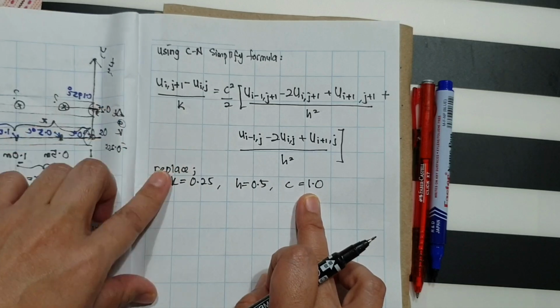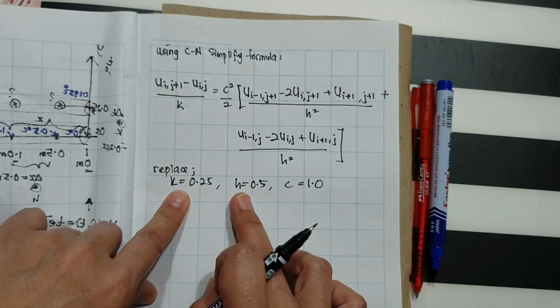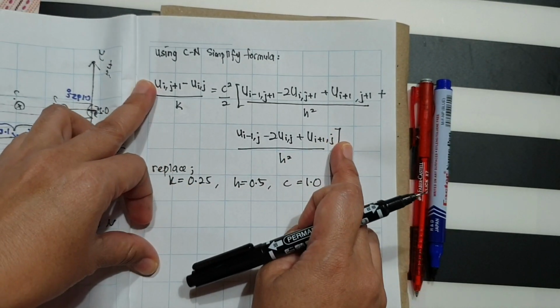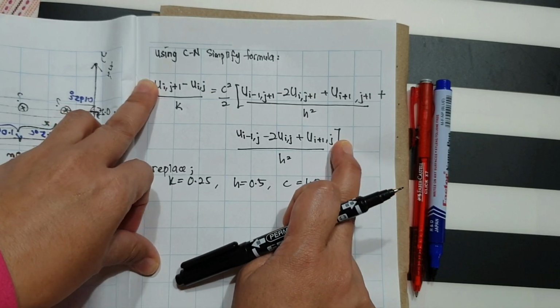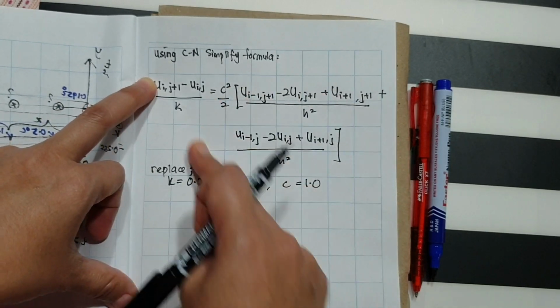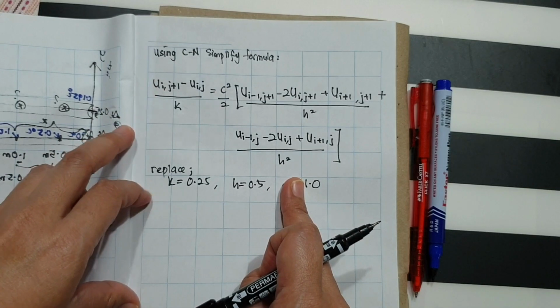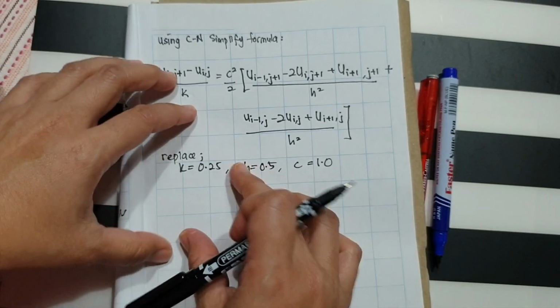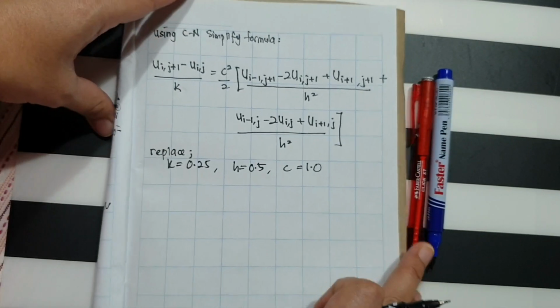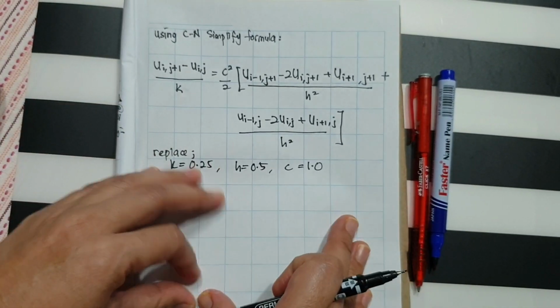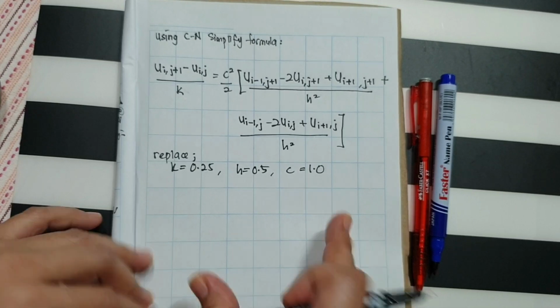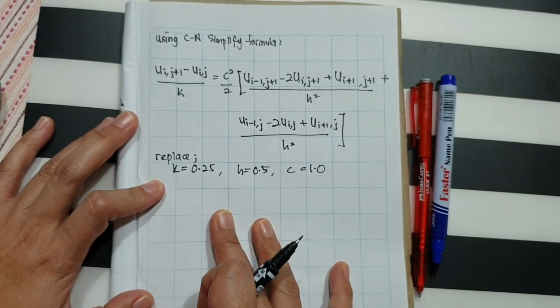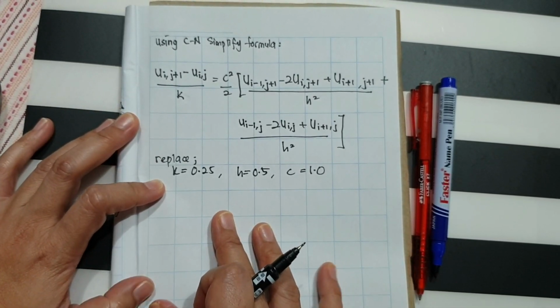So you just replace all the c, k and h values into the simplified Crank-Nicholson formula and simplify the whole formula so that it will be formed in the format of top equal to bottom, which is a must for you to produce when you are using the Crank-Nicholson formula. So I'm going to show you.